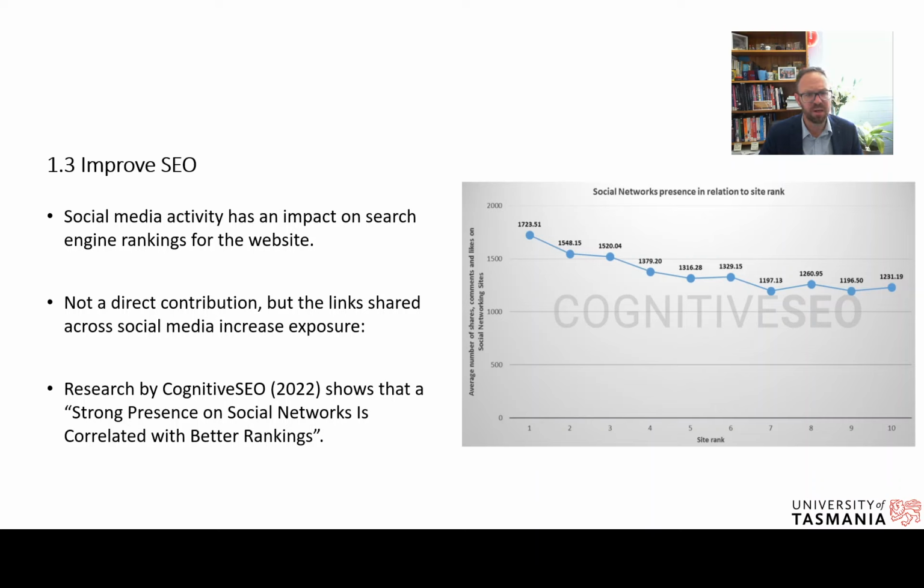Now, research by Cognitive SEO shows that a strong presence on social networks is correlated with better ranking. So in this graph here, I lost my cursor here. So this is the site ranks. This is number one page. So if you just search for a business and you're at number one spot, which is where you want to be, these businesses have, and I'll just read it here, average number of shares, comments, likes on a social networking site. So the more people interact on Facebook and Instagram and share their stuff, the better their ranking is.